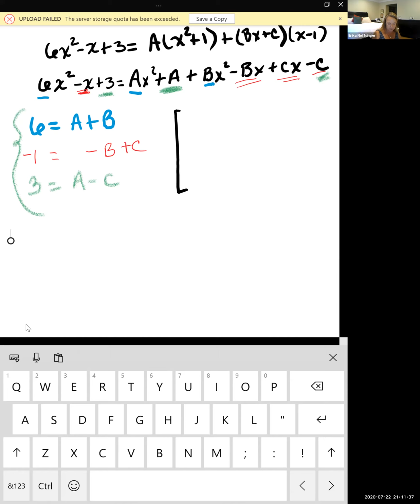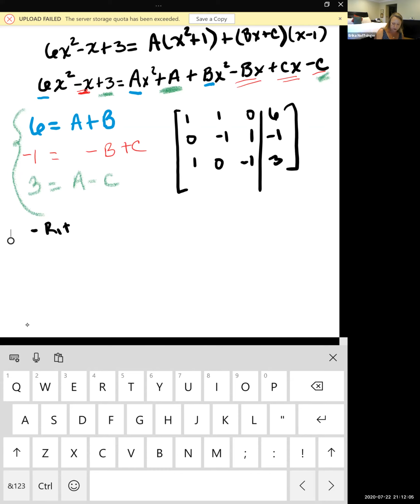So our first row would be 1, 1, there's no c value, 0, and then it's equal to 6. Our second row, we don't have an a value, so 0, -1, 1, and then it's equal to -1. Our third row is 1, we don't have a b value, 0, -1, and 3. So let's look at negative row 1 plus row 3 to get rid of this 1 down here. I'm going to rewrite row 1 and row 2 because we're not changing them right now.